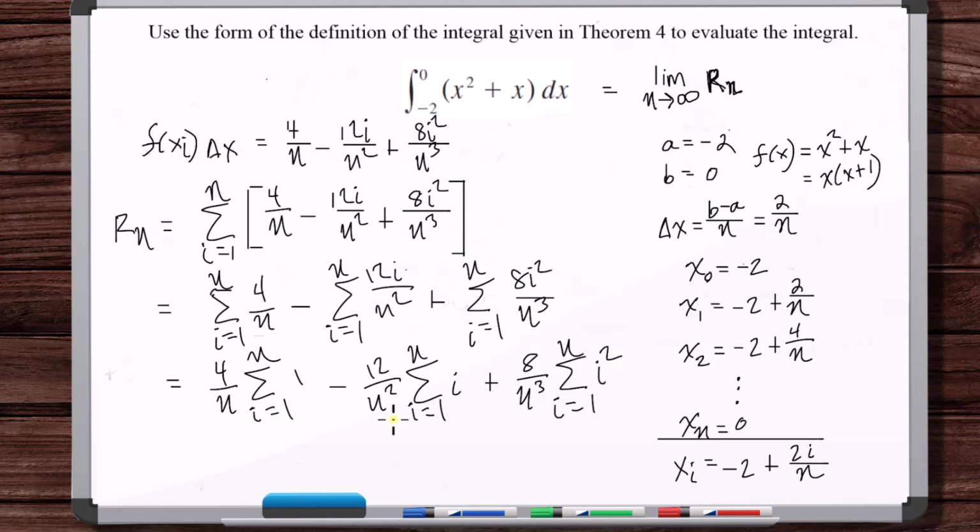Okay, so now we can use the properties that the textbook gave us. We know the sum from i equals 1 to n of just 1 is going to be n. Why is that? Because for each i, you're just putting 1. i equals 1, it's 1. i equals 2, it's 1. 1 plus 1 plus 1, n times is just n. So 4 divided by n times n.